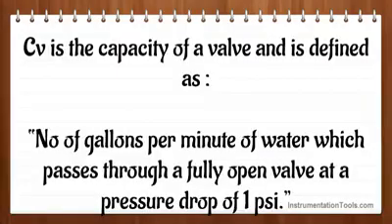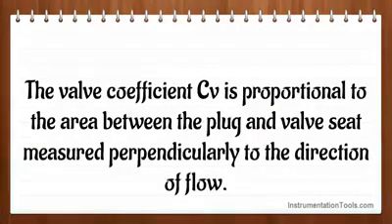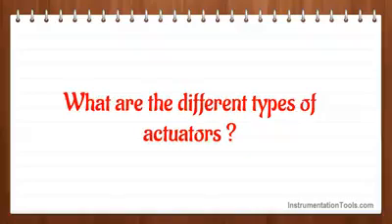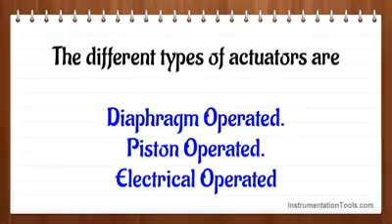CV is the capacity of a valve and is defined as the number of gallons per minute of water which passes through a fully open valve at a pressure drop of 1 psi. The valve coefficient CV is proportional to the area between the plug and valve seat measured perpendicularly to the direction of flow. What are the different types of actuators? The different types of actuators are diaphragm-operated, piston-operated, electrical-operated.